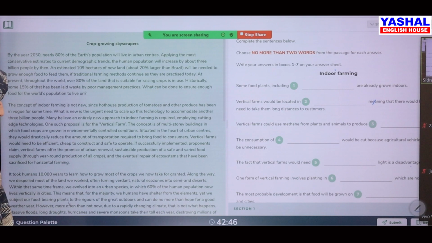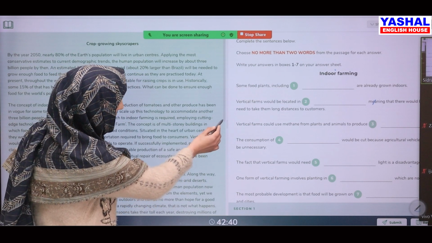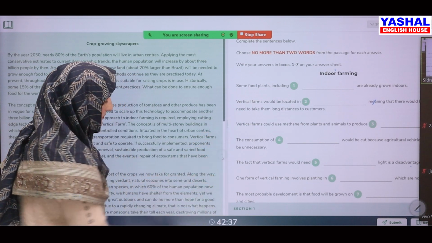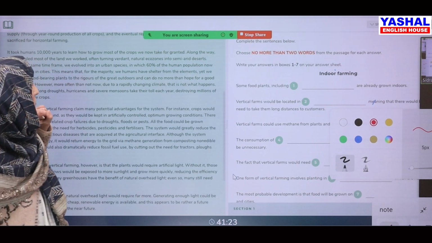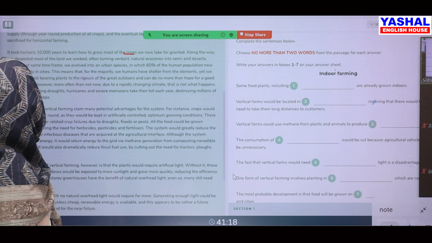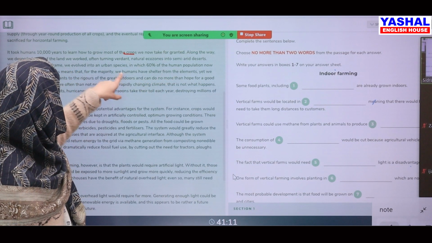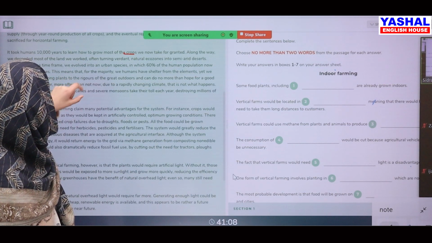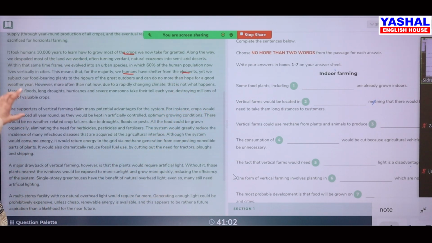Plant is mentioned here. यहाँ पे mention है plants. In the third paragraph, you can read the third paragraph. Okay. It took humans 10,000 years to learn how to grow most of the crops we take for granted. Along the way, we despoiled most of the land we worked. After turning wood into zones, semi-human populations now live vertically in cities. This means that the majority of humans have shelter from the elements. Okay, I think in this passage we don't have any answer. So we will read the next one.